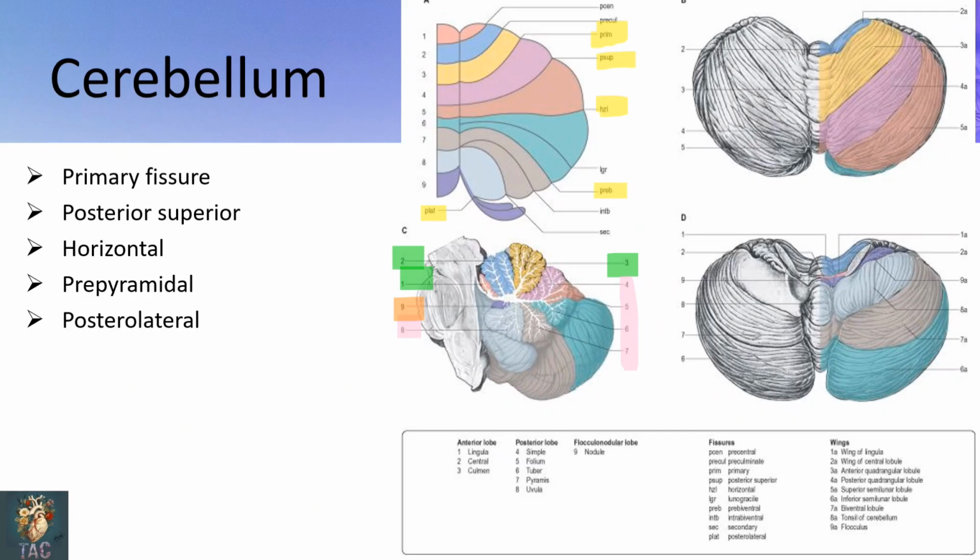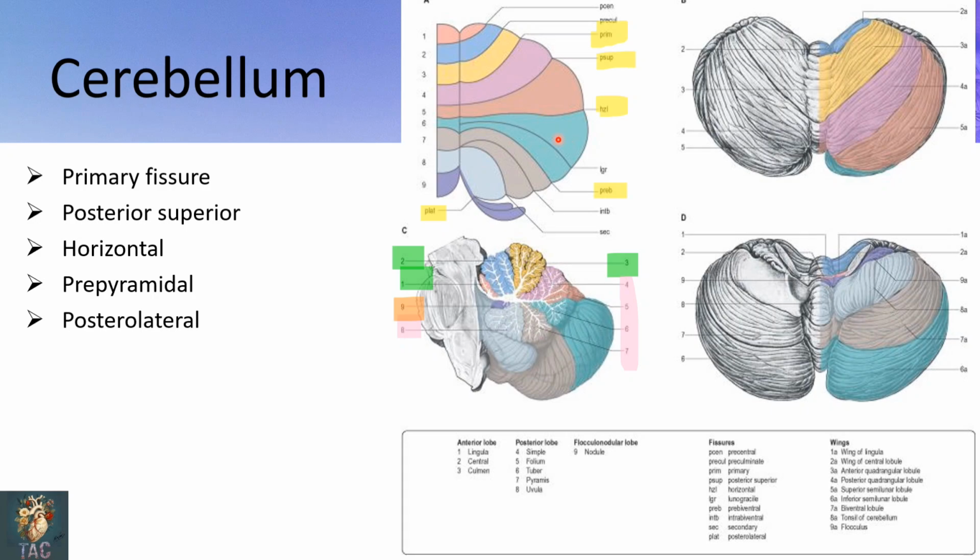Some of the books also describe the external features, that there are five fissures present in the cerebellum. Most of the books describe the primary fissure, the horizontal fissure, and the posterolateral fissure, but some of the books also describe two other fissures, that is the posterior superior and the prepyramidal. In this diagram you can see this one is the primary fissure, the main fissure, which separates the anterior lobe from the posterior lobe.